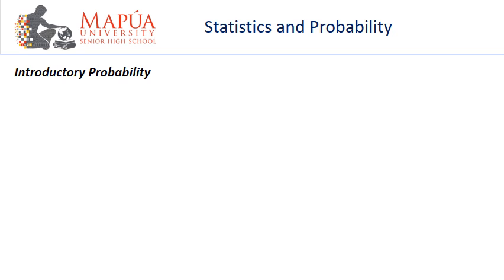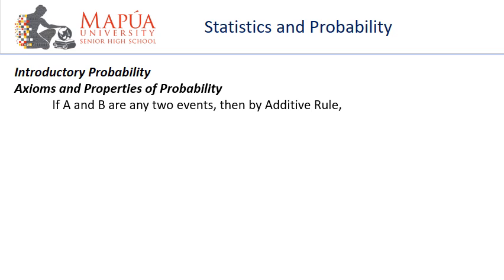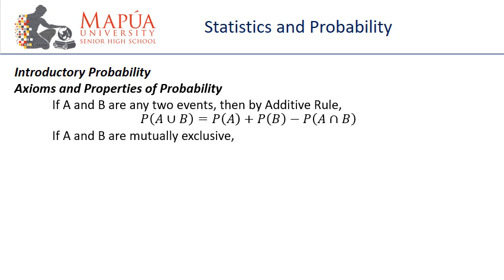Now we're going to explore the axioms and properties of probability. If A and B are any two events, then by the additive rule, the probability of A ∪ B will be equal to the probability of A plus the probability of B minus the probability of their intersection. However, if A and B are mutually exclusive, then the probability of their union will be equal to the probability of A plus the probability of B.